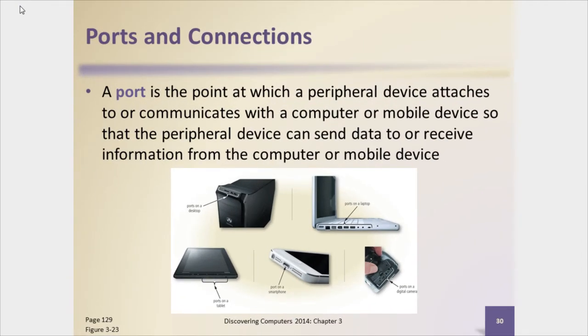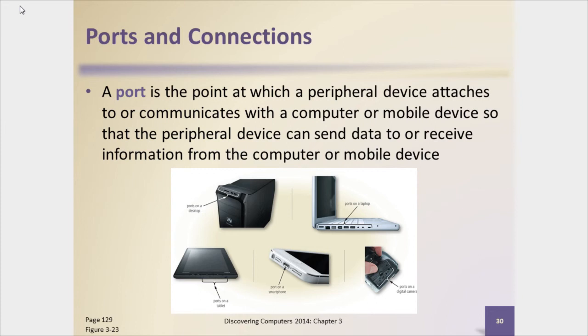And all those peripheral devices, being input devices and output devices that we've discussed before, have to be able to connect to our computers in some way, shape, or form. So usually we're going to connect those devices to a port. A port is the point at which a peripheral device attaches to or communicates with a computer or mobile device. That allows us to provide input into that device or retrieve output from that device.